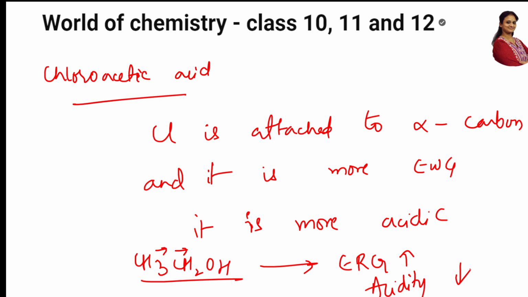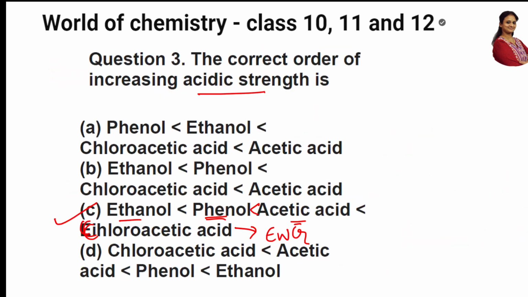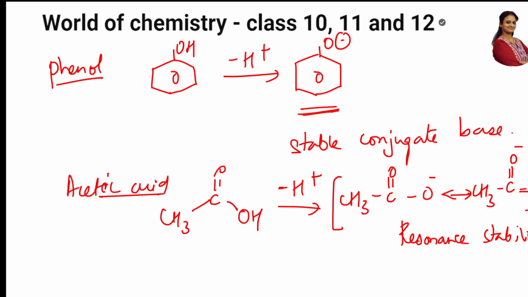That's the reason I took the option that ethanol is less acidic than phenol, which is resonance stabilized. Acetic acid is also the same, but here this is resonance stabilized. In chloroacetic acid, electron withdrawing group increases, acidity increases. Easy? Easy question. Let's do the next question.